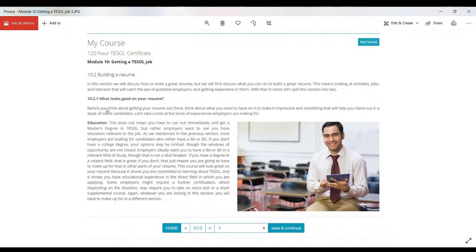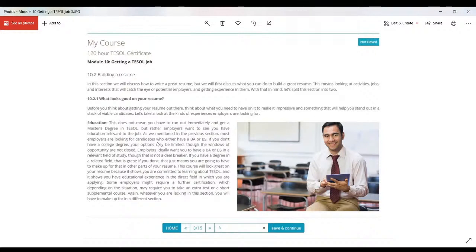All right, first part or subpart, what looks good on your resume? Okay, before you think about getting your resume out there, think about what you need to have on it to make it impressive and something that will help you stand out in a stack of viable candidates. All right. First, education. This does not mean you have to run out immediately and get a master's degree in TESOL, but rather employers want to see you have education relevant to the job.